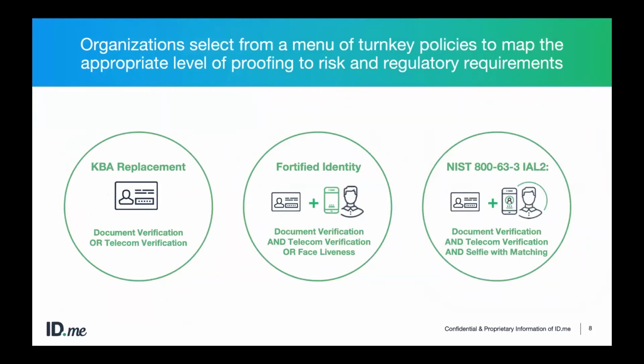And so we have a really flexible solution. The idea here is that you want to balance the level of assurance with the level of friction to get the policy that's going to be best for your particular use case. We have a range of different solutions, anywhere from one piece of verification, which we call KBA replacement, all the way up to the legal digital identity, or that NIST 800-63-3 IAL2 that Pradeep was talking about in that video.